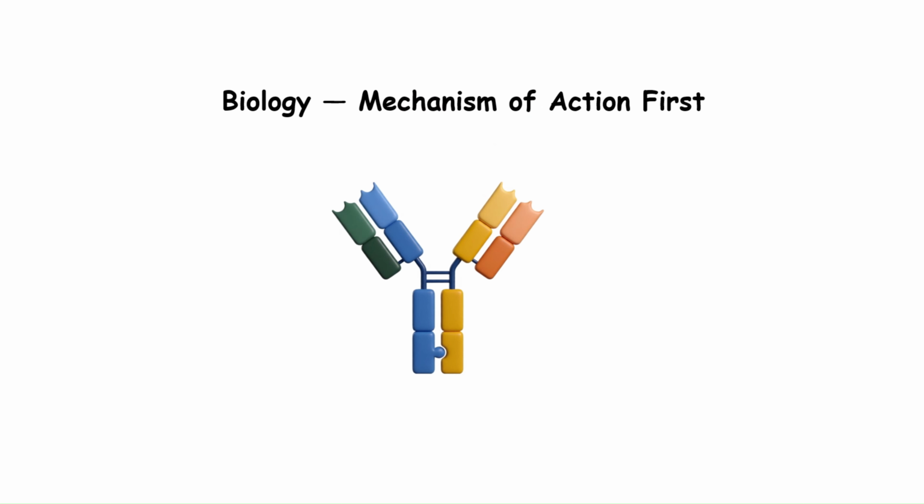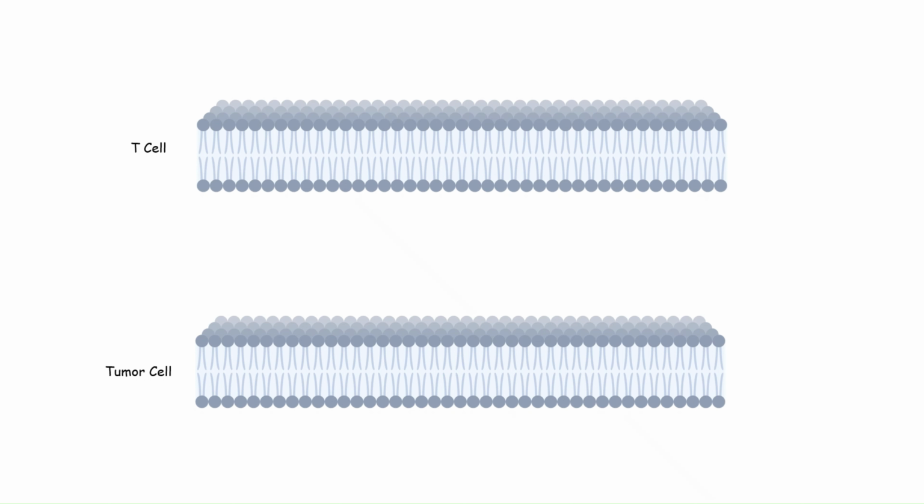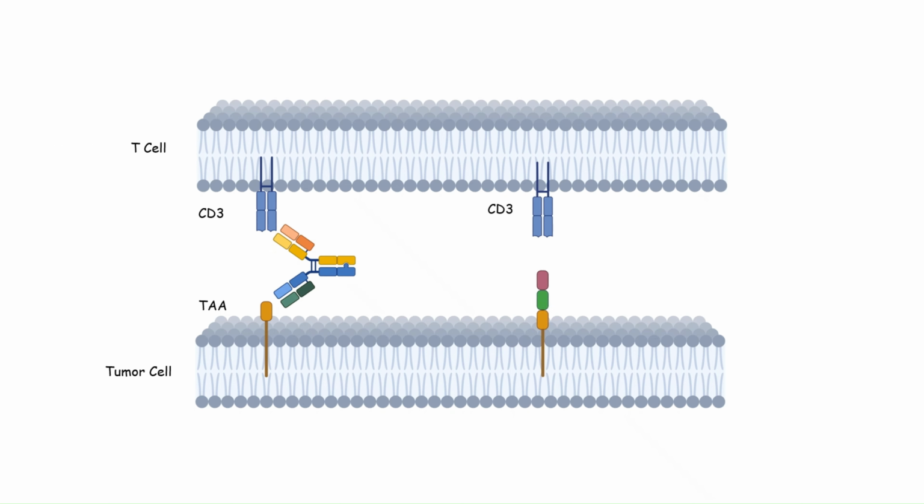Let's begin with biology. Every format decision starts with one question. What must this molecule do to produce its therapeutic effect? This defines the structural requirements of the bispecific antibody. For example, in a T-cell engager, the bispecific antibody must bind CD3 on the T-cell and a tumor antigen simultaneously, bringing the two cells into proximity.